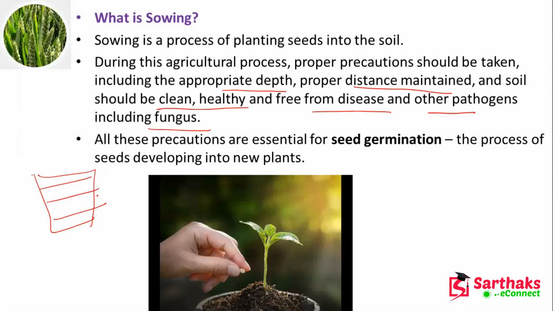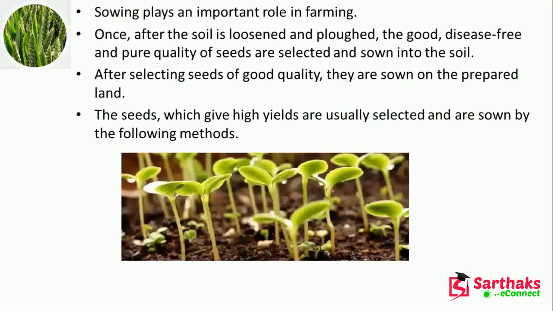Germination means that from a seed one sapling will come out. That is the process called seed germination. Okay, what is called seed germination? The process of seeds developing into new plants. Now sowing plays an important role.